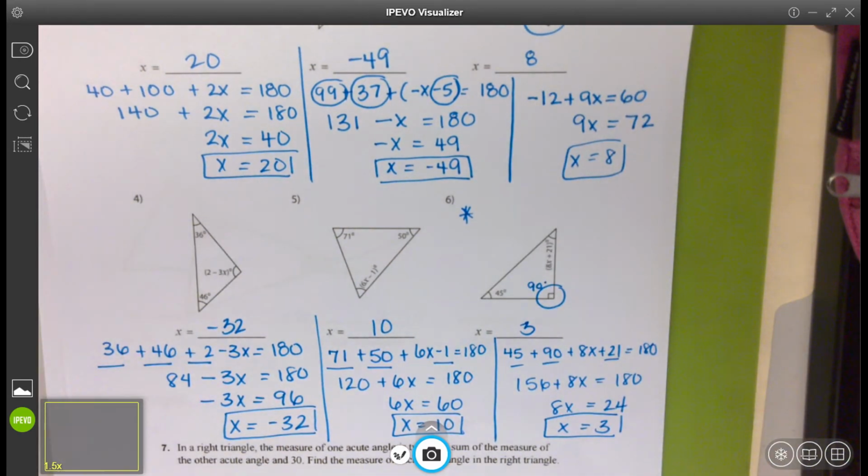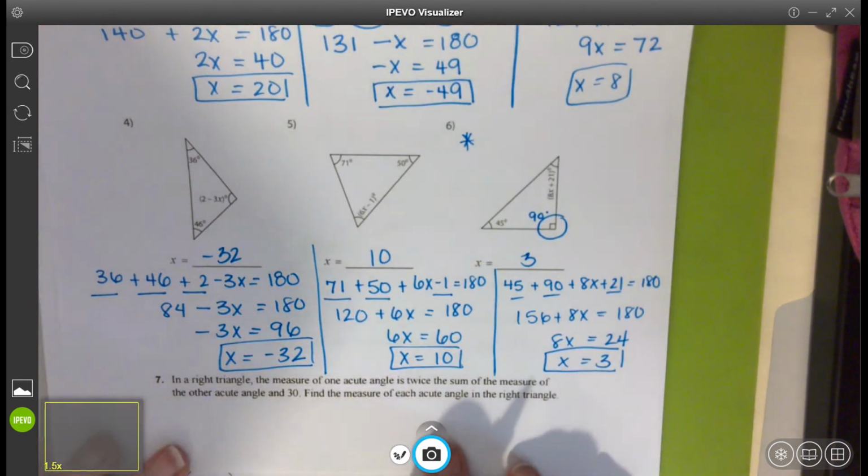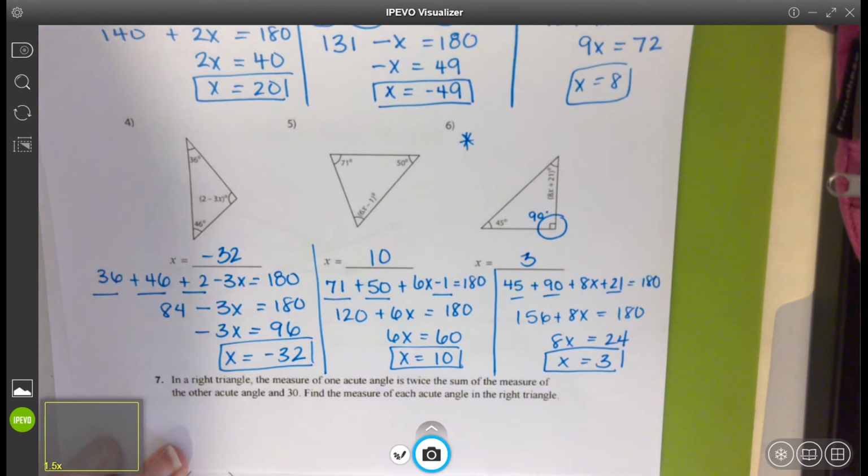All right, now what we're going to do is the last problem on this page together. This is a little bit of a word problem, so again, make sure you're paying attention to what they're saying. We're going to create expressions to help us create an equation. Here it says, in a right triangle, the measure of one acute angle is twice the sum of the measure of the other acute angle and 30. Find the measure of each acute angle in the right triangle.